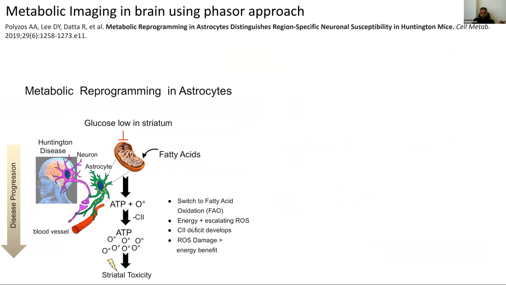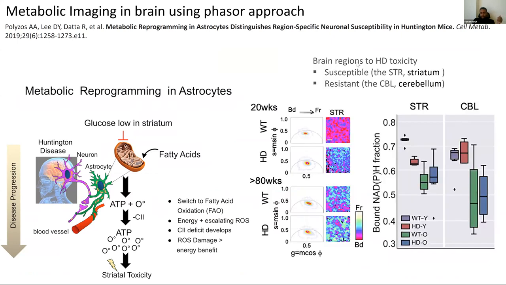So the idea is it would switch to fatty acid oxidation, and it's getting loss, which would create an energy benefit loss, but it would be loss damage. Okay. So if you look at different areas of brain toxicity, in areas which are susceptible, the STR, the striatum, or the resistant, which is the cerebellum, you expect different behavior. And 20 weeks versus 80 weeks.